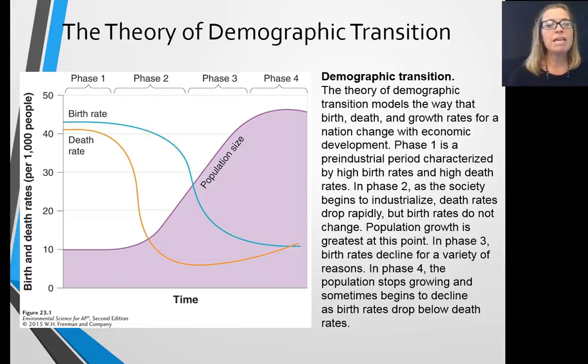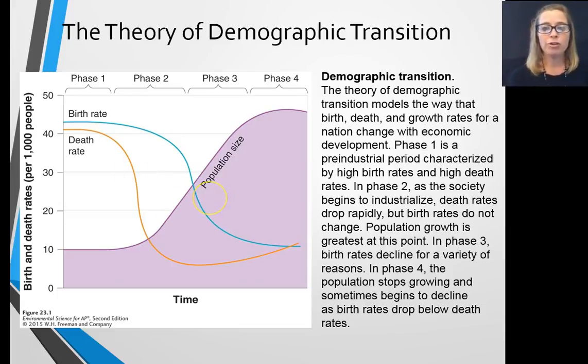In phase 2, you still have a high birth rate because culturally you feel like you need that manpower, but you're starting to develop. Because that country is starting to develop, you see healthcare improvements and other changes that increase the lifespan of the individual. Because of that, you're going to experience huge population growth.